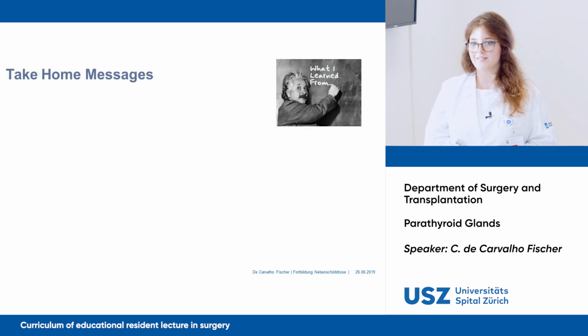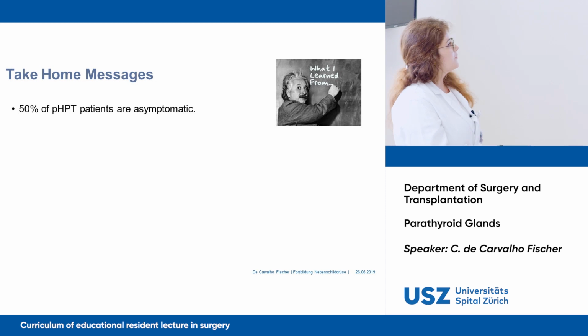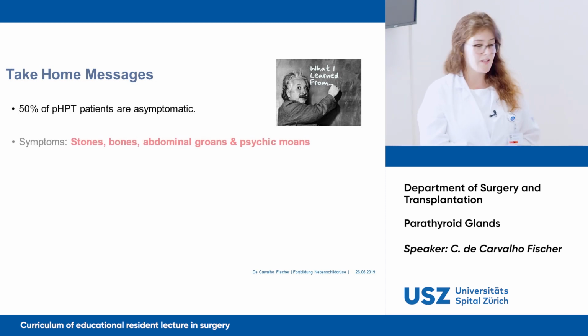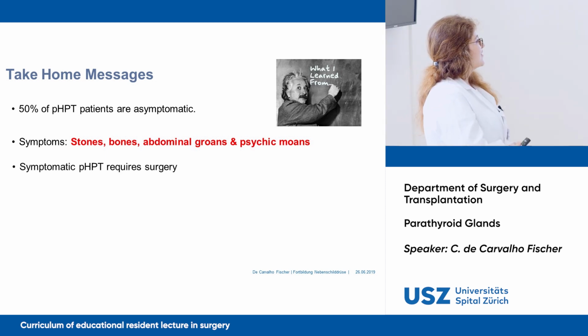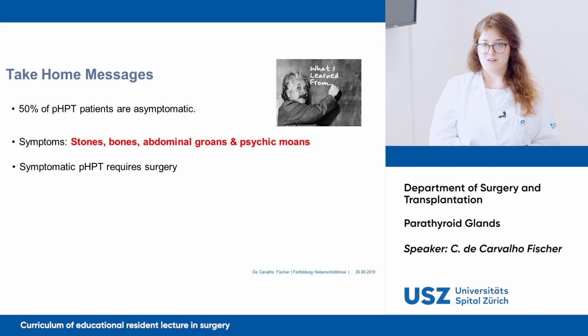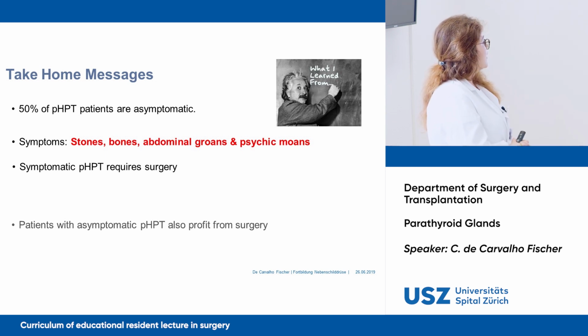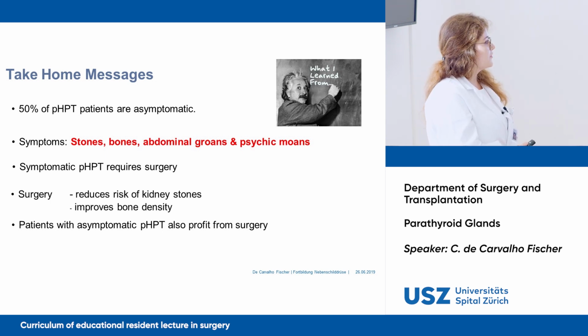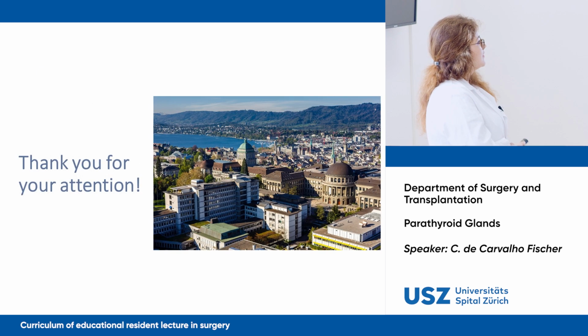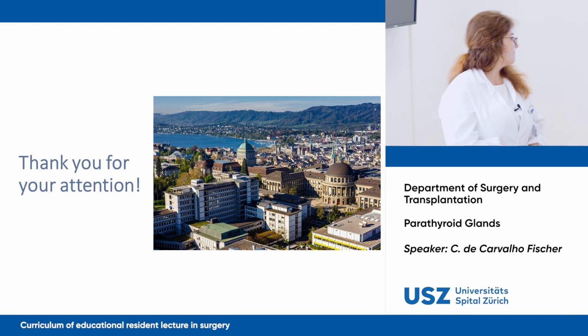What are our take-home messages for today? 50% of our patients are asymptomatic. The symptoms can be remembered with our great little sentence here: stones, bones, abdominal groans, and psychic moans. Symptomatic primary hyperparathyroidism requires surgery, and patients with asymptomatic primary hyperparathyroidism also profit from surgery. Surgery reduces the risk of kidney stones and improves bone density. And that was it. Thank you for your attention.